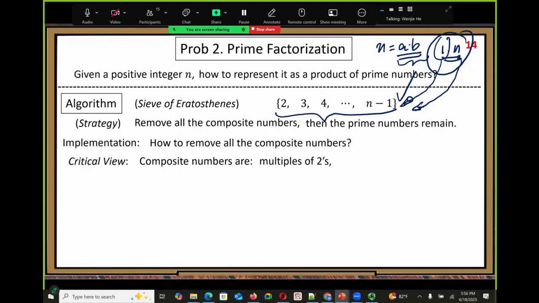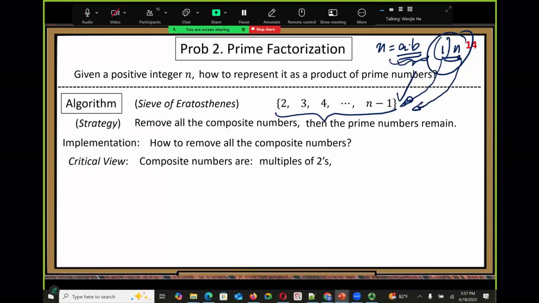Then we need to use the idea we learned from our first problem, the chessboard problem. Remember the chessboard problem? We need to organize our data. Here, all the pairs in this range are very messy, right? So we want to organize our data, characterize our data.